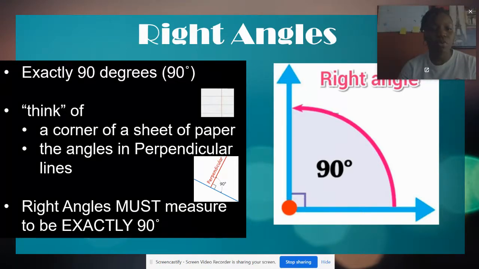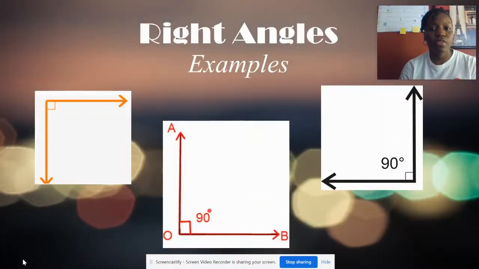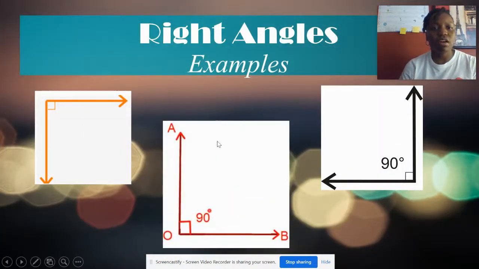Here are some examples of some right angles. All of these are right angles, okay? They all measure exactly 90 degrees with a little corner there, and they all have two rays going in either direction, right?